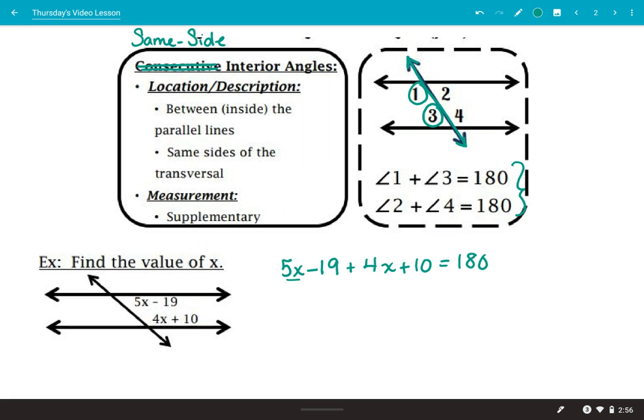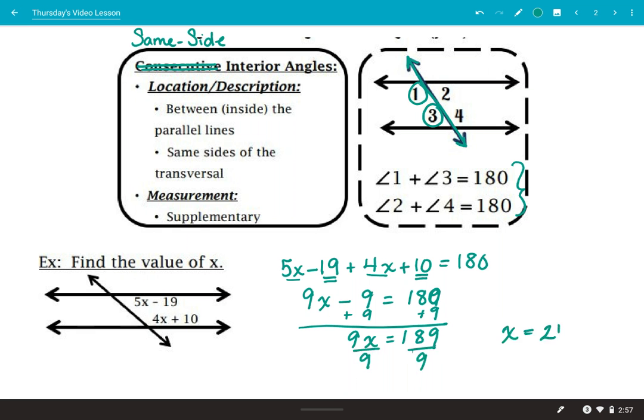So we're going to combine the x's, and they're both positive, so I'm going to add them together. Then combine your constants. So negative 19 plus 10. And then we're going to add or subtract. Oops, sorry, that's 180. I don't know why I put 189. I'm getting ahead of myself. And then divide. And if they have you find the angle, you're just going to plug it into x and solve it. So that's same side interior. Same thing would be same side exterior if they're on the same side but on the outside.